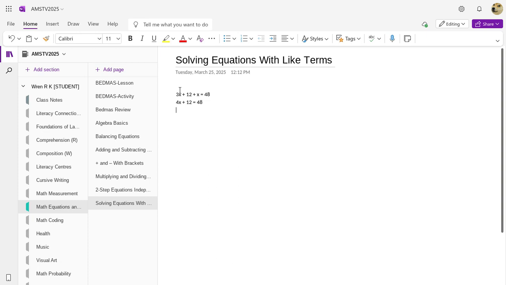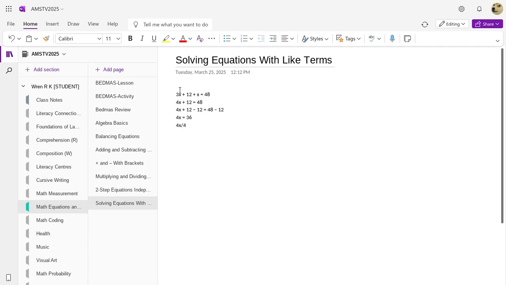So I'd have 4x plus 12 minus 12. What I do to one side, got to do to the other. What can I cross out? Good job. What am I left with on the left? 4x. Good stuff. What is 48 take away 12? 36. What's my next step? Dividing. By? 4. Good stuff.